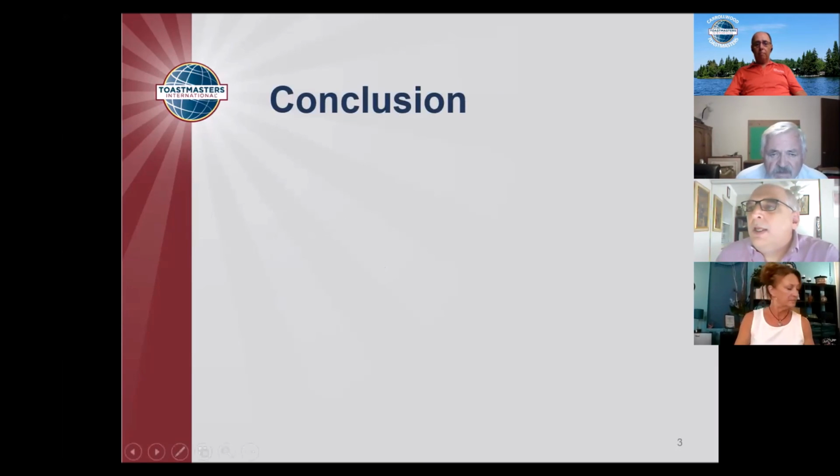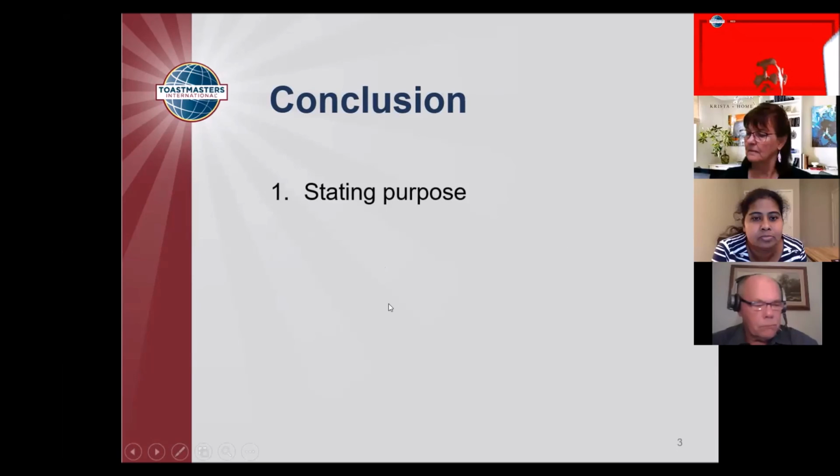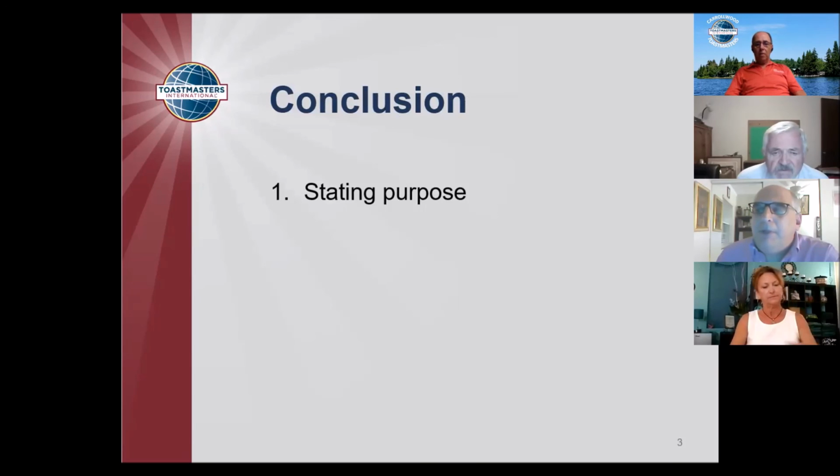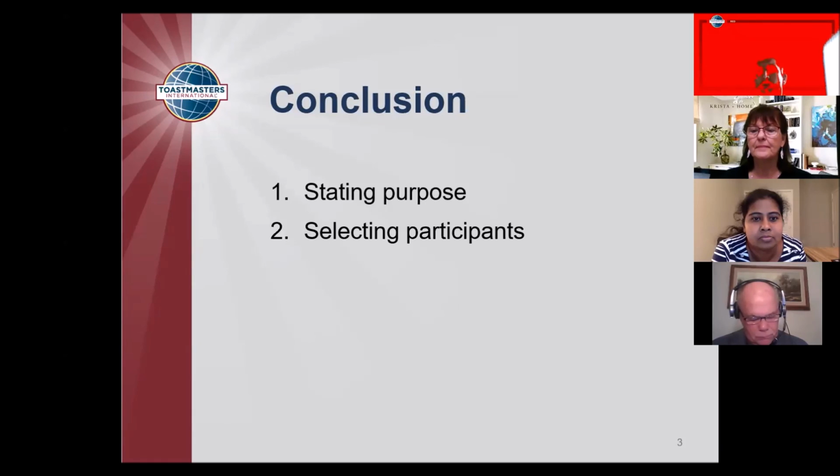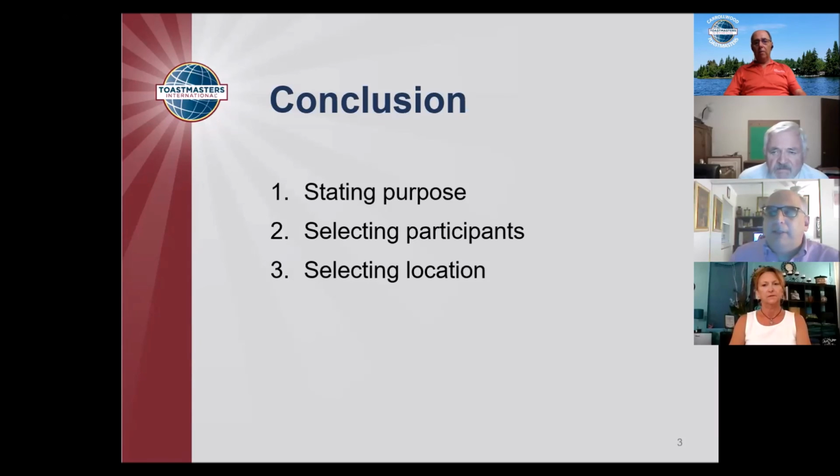And in conclusion, you need to state the purpose of whatever kind of meeting that you're having. And then once you have your purpose for that meeting, you then can go on and select your participants. And remember, be very careful in selecting the participants and always ask, are those participants going to help you with the purpose of your meeting. And then selecting a location, based on the number of people and the size of the meeting hall or location, and it should be a convenient location also.